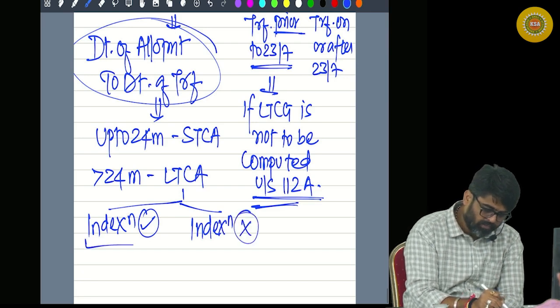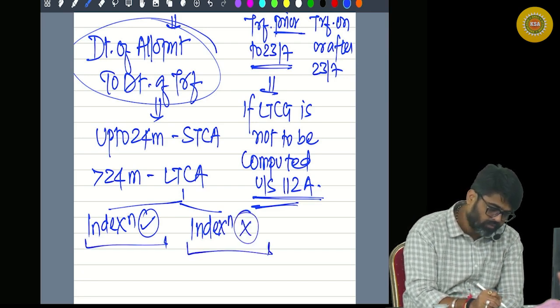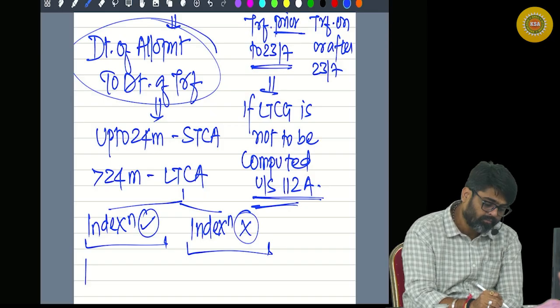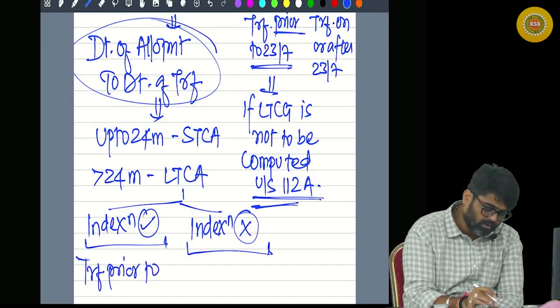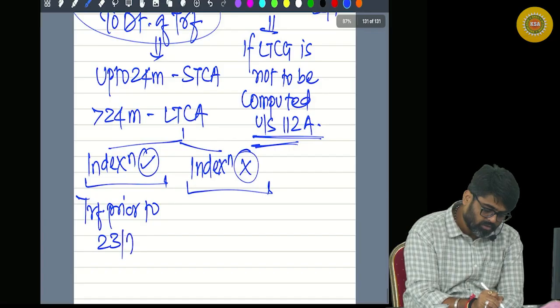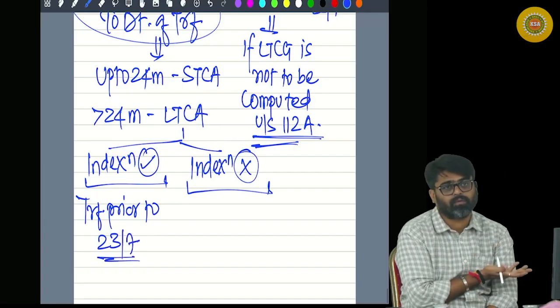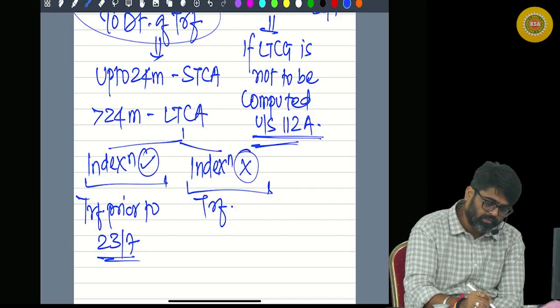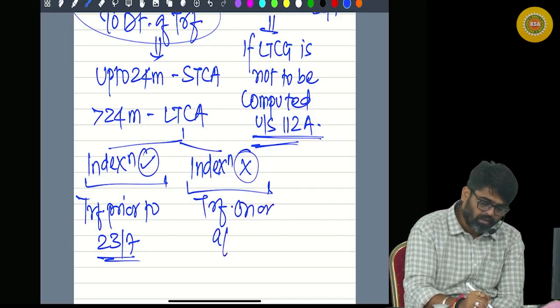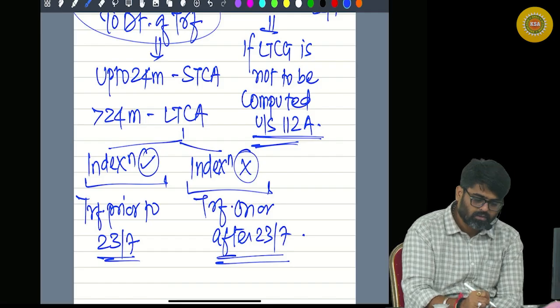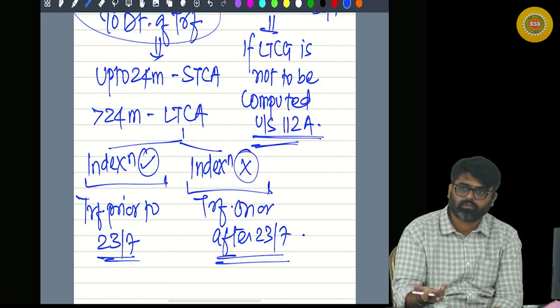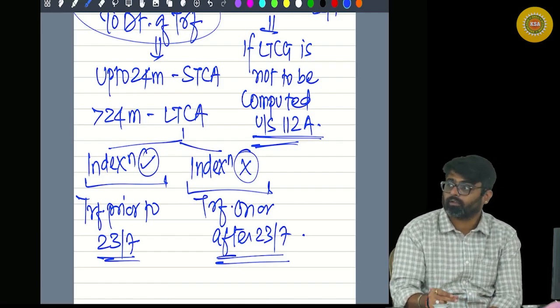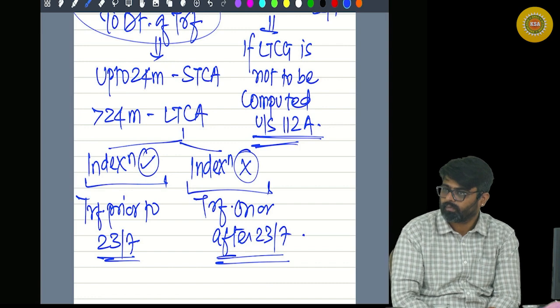Will indexation be available or not available? Not available. If the transfer is made prior to 23rd July, then the indexation will be available because the asset was long term. Hello, what if the transfer is made on or after 23rd July? Then no indexation, even if the asset is long term.